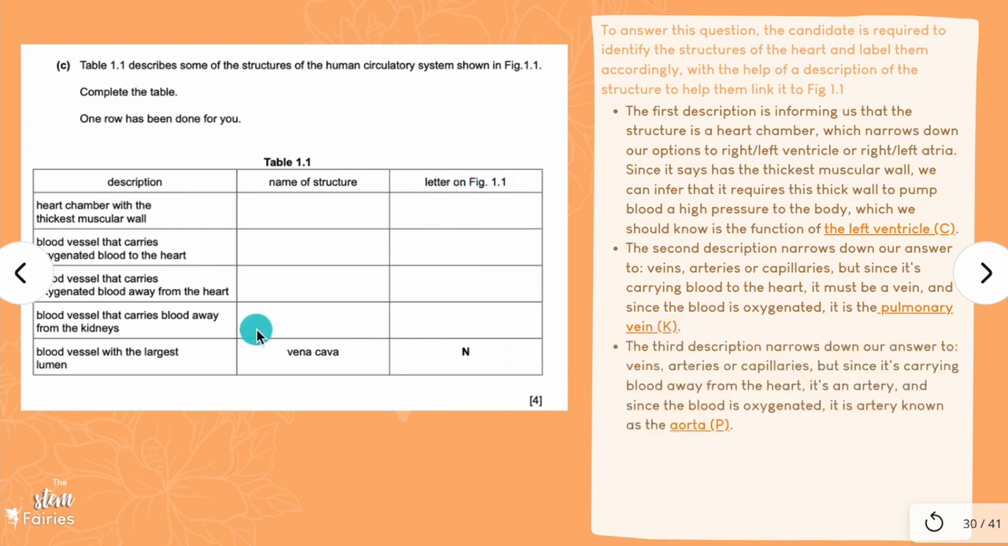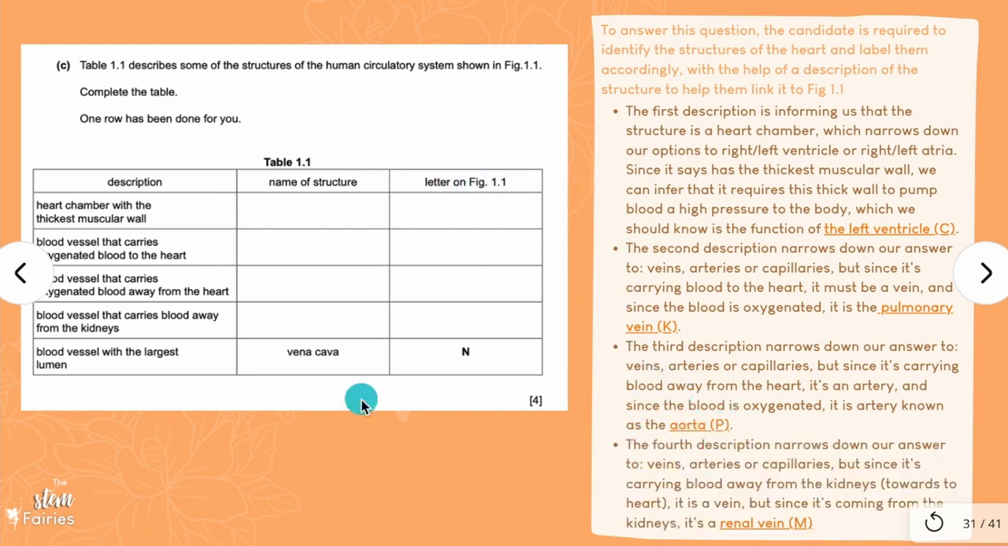The third description, blood vessel that carries oxygenated blood away from the heart, narrows down our answer to, again, veins, arteries, or capillaries. But since it's carrying blood away from the heart, it's an artery. And since the blood is oxygenated, it is an artery known as the aorta. The aorta corresponds to letter P on figure 1.1.